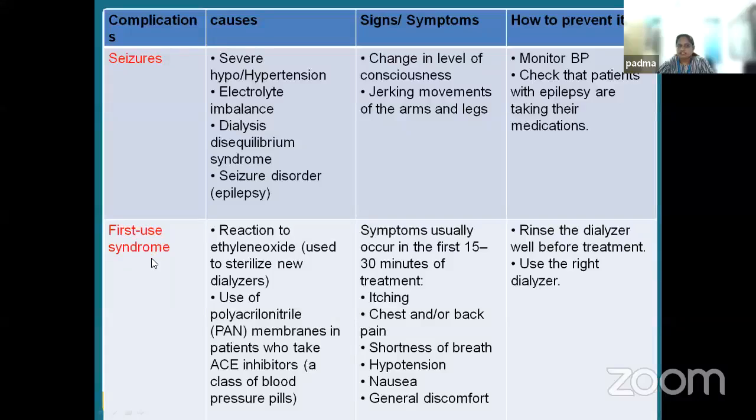Next complication is first use syndrome. The main causes of first use syndrome are a reaction to ethylene oxide used to sterilize the new dialyzer, which is used in the dialysis unit, and use of polyacrylonitrile membranes in patients who take ACE inhibitors, a class of blood pressure pills. The main symptoms usually occur in the first 15 to 30 minutes of treatment: itching, chest and back pain, shortness of breath, hypertension, nausea, and general discomfort. Management is to rinse the dialyzer well before treatment. Use the right dialyzer to prevent this.